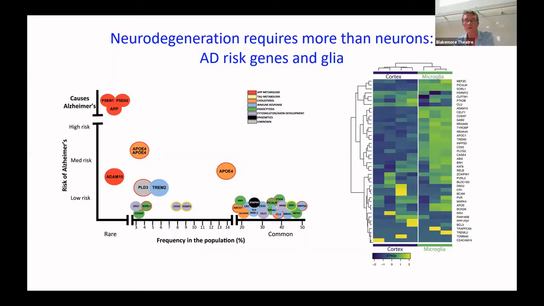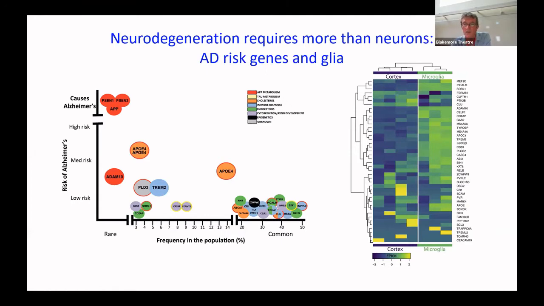So let's go back to our map of the risk genes. Sally Cowley will tell us exactly how many of these are associated with microglia, but I think about half of these are associated with the immune function in the brain. And you can see this in the expression profile here, comparing the cortex overall with the microglia. So we cannot ignore the microglia.